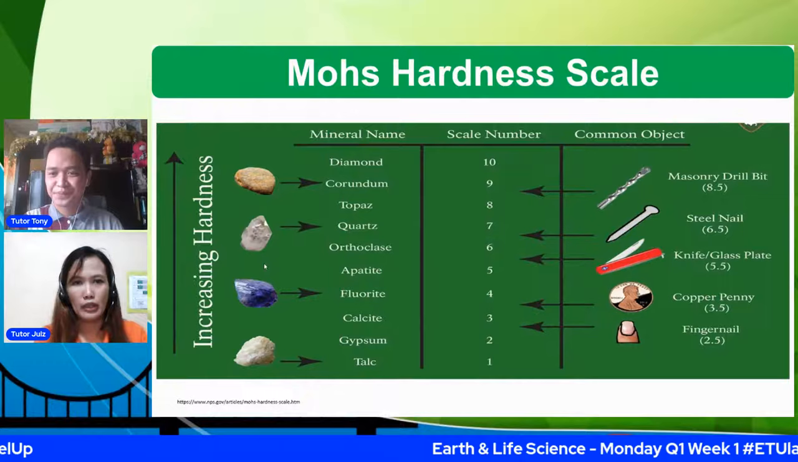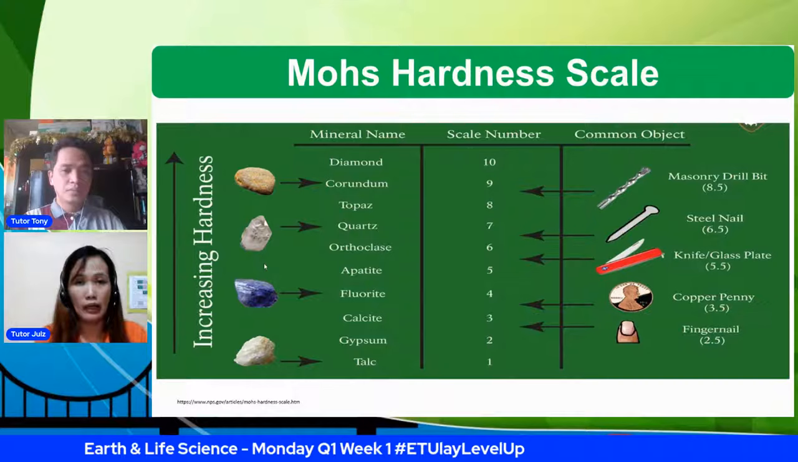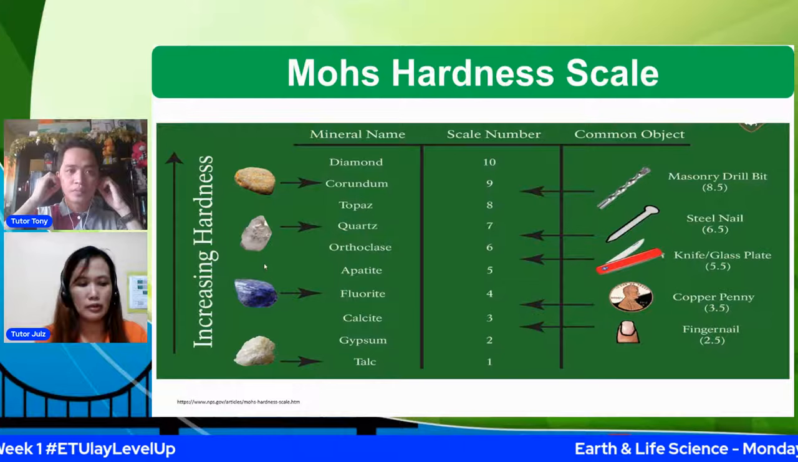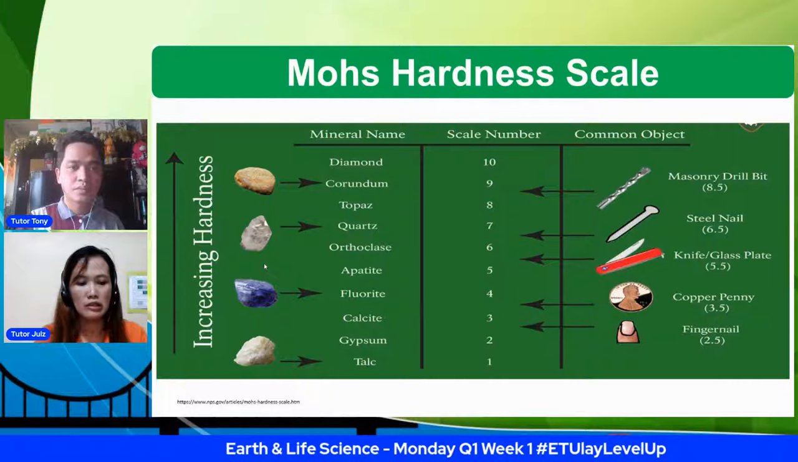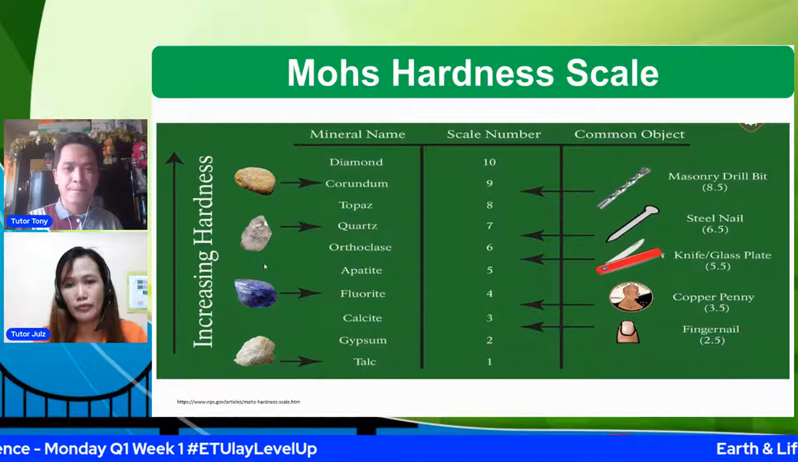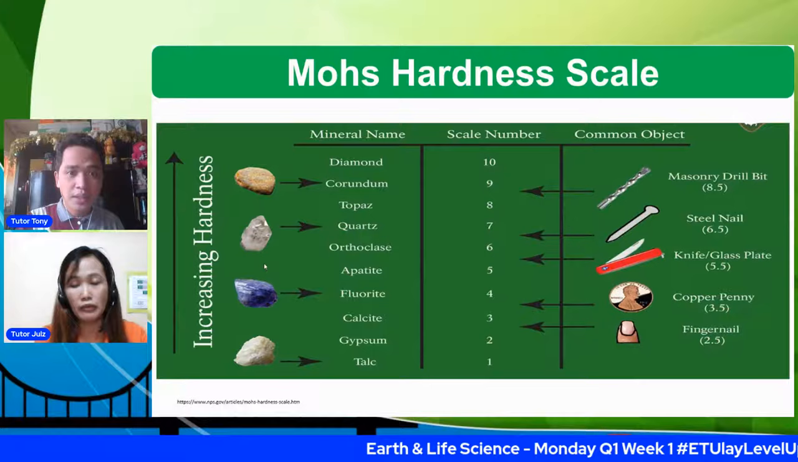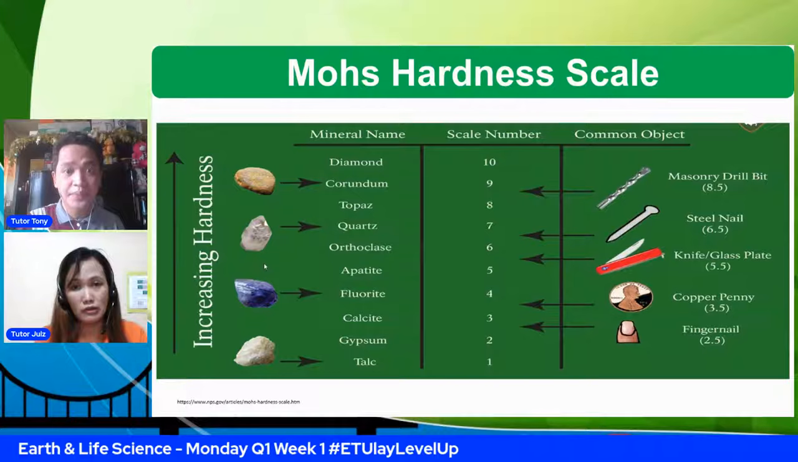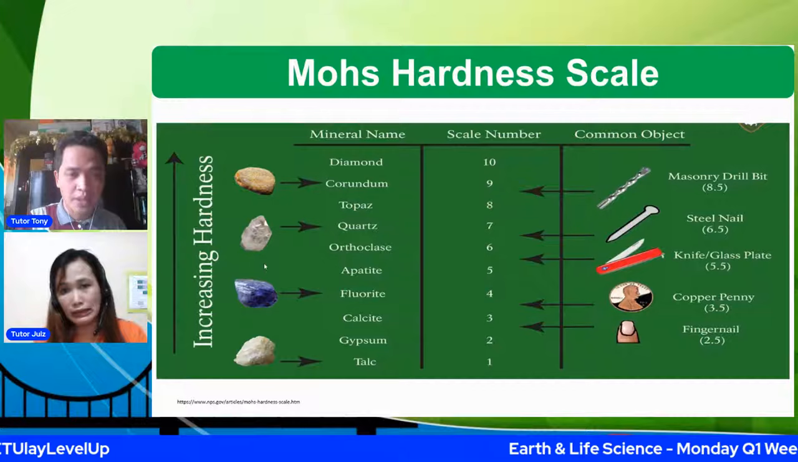You're correct as well. So we have here the hardness as one of the properties of rocks. Hardness is the resistance of a mineral to scratching. It is a property by which minerals may be described relative to a standard scale of 10. Ito yung range na ginawa ni Friedrich Mohs, so pinangalan sa kanya, Mohs hardness scale. This ranges from 1 as the softest and 10 as the hardest.